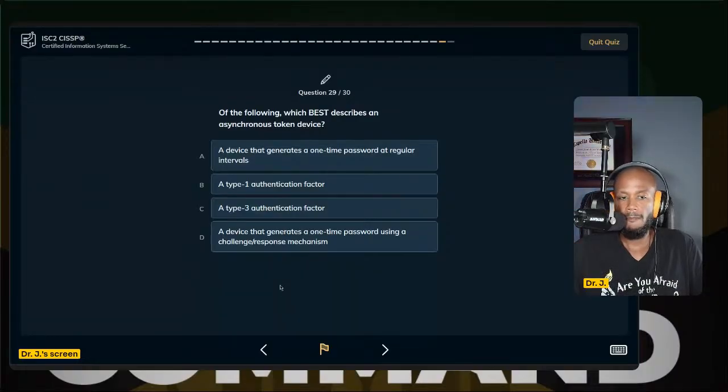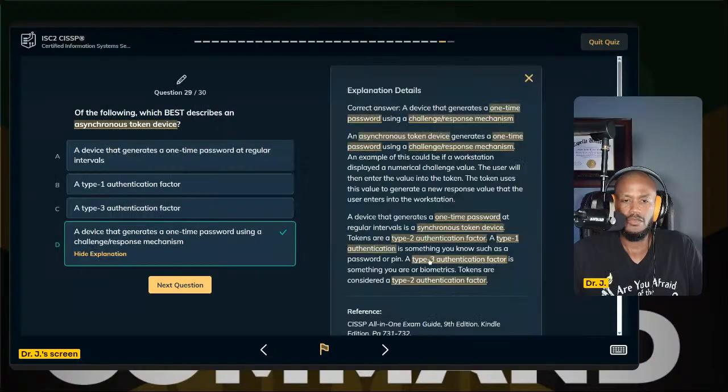I think D is like a captcha, right? Is D along the lines of a captcha? Like a TOTP with time on. I don't know if Delta would be a captcha though. I'm just trying to find an example of what it would be to be asynchronous. I'm going to go with this. Yeah, an asynchronous token device generates a one-time password using a challenge response. So, example could be if a workstation displayed a numerical challenge value, the user will then enter the value into the token. The token uses this value to generate a new response that the user enters into the workstation.